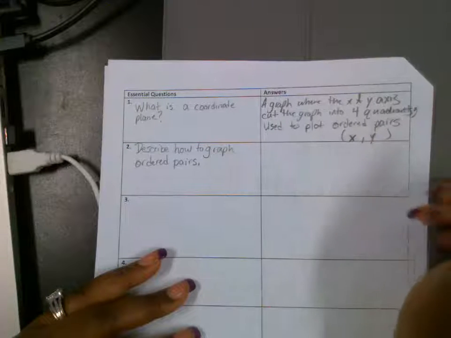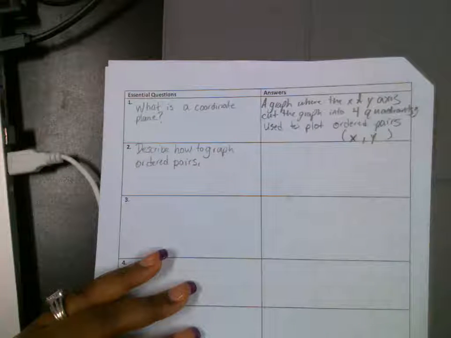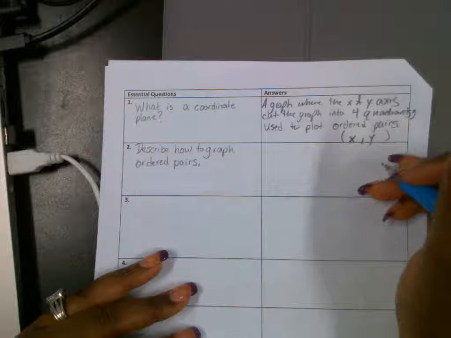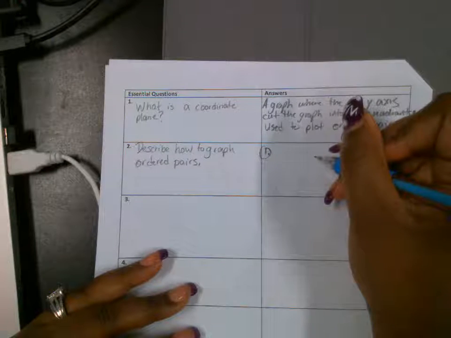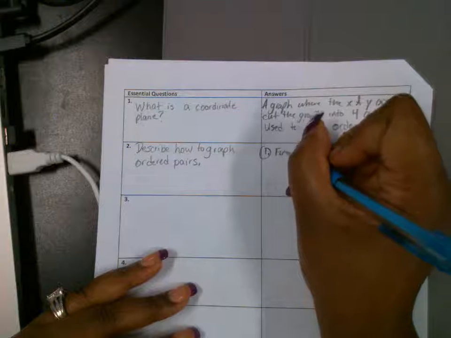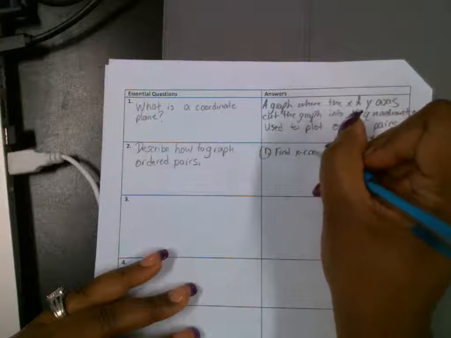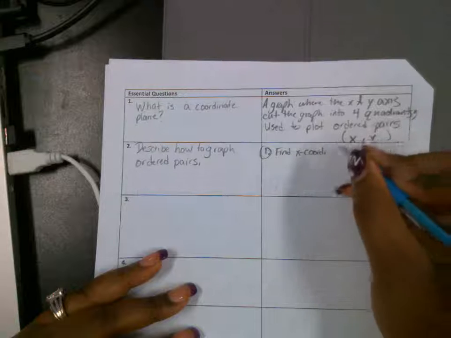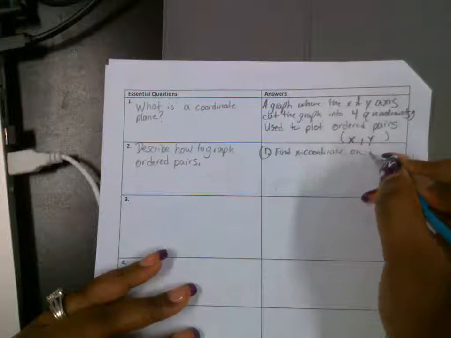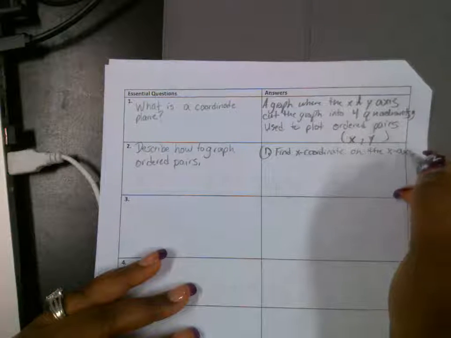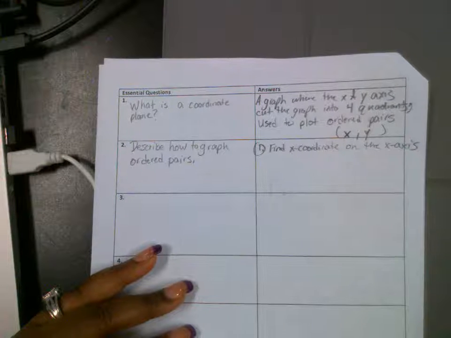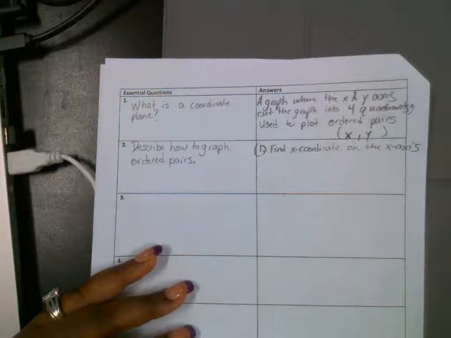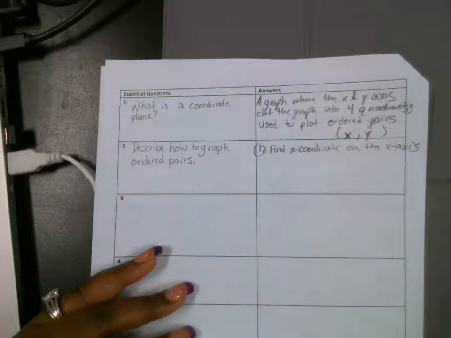The next question is describe how to graph ordered pairs. Okay, the first thing we're going to do is find the X coordinate, that first number, on the X axis. That's first. Find the X coordinate on the X axis. Remember, the X axis is the horizontal number line. It's the number line that goes from left to right.